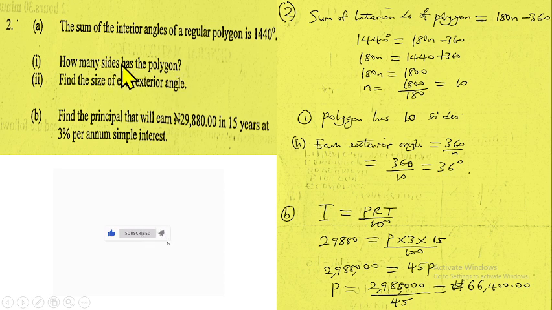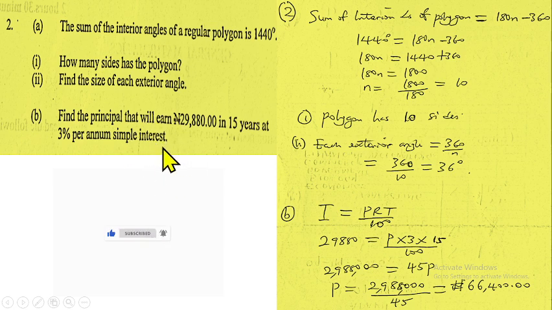Now that we know that the polygon has 10 sides, then we can find the size of each exterior angle of the polygon. So we know that each exterior angle of any regular polygon is 360 over n, where n is the number of sides the polygon has. So in this case, we know the number of sides of the polygon is 10. So we have 360 divided by 10, and that should give us 36 degrees. So that means each exterior angle of this polygon is 36 degrees.